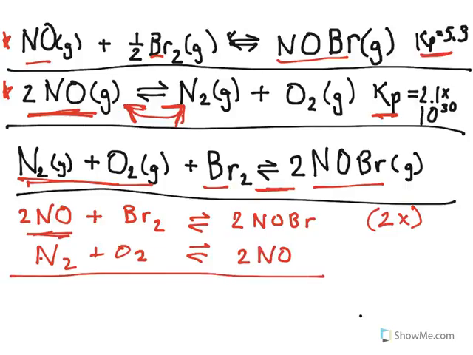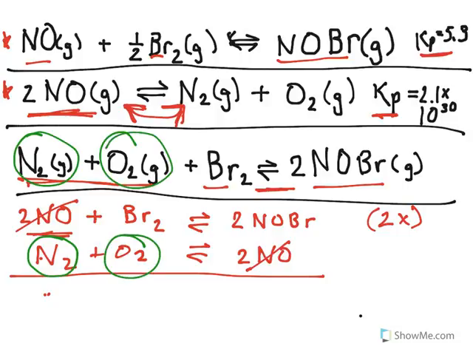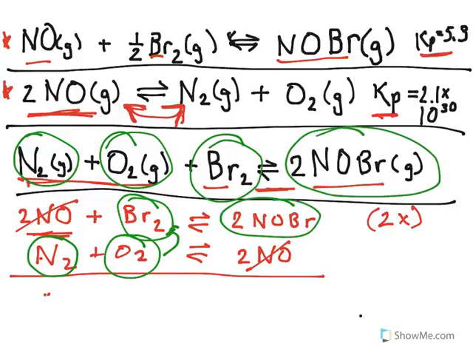If you sum them up, notice that the 2 NOs cancel out, and that gives you this equation. So you got N2, our destination equation, O2, O2, the Br is going to be here, so we got Br2, Br2, and we have 2 NOBr, and there's 2 NOBr. Now what we did here is we inverted it, so remember you have to invert it like that.